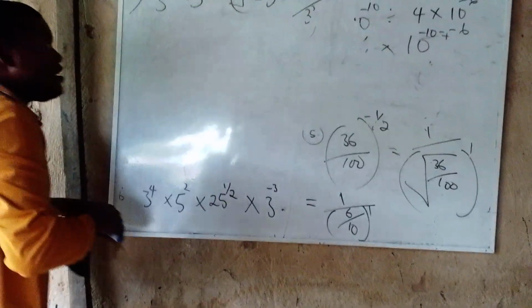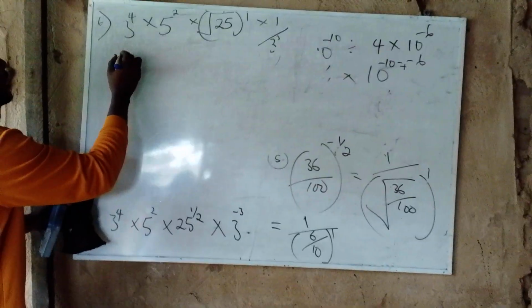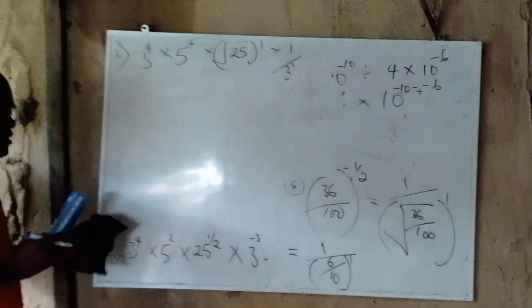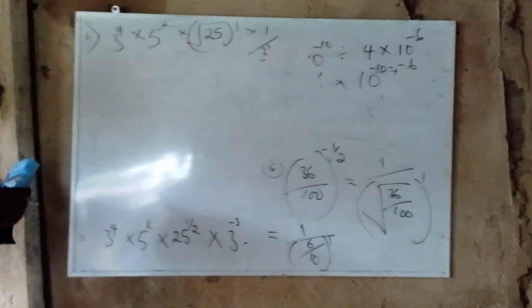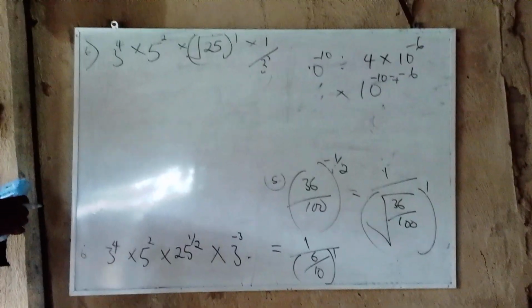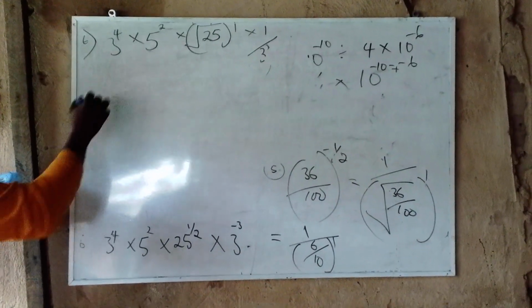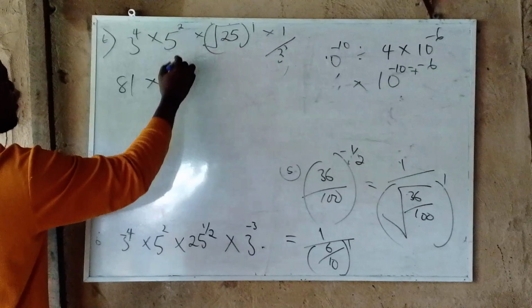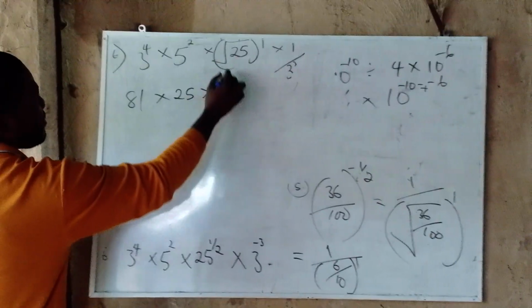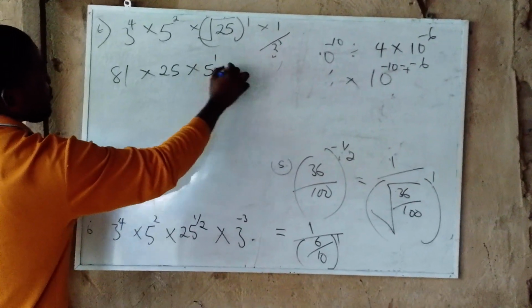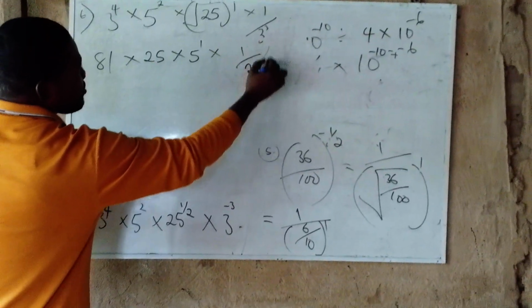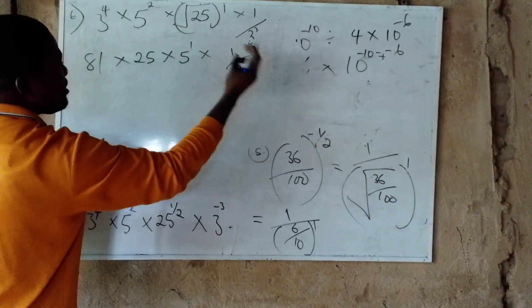So if I do this work, I will still get 3 raised to the power of 4, which means 3 times 3 times 3 times 3. 3 raised to the power of 4 will give me 81. 81 times 5 squared is 25, times square root of 25, which is 5 raised to the power of 1, times 1 over 27. 3 raised to the power of 3 is 27, that is 3 times 3 times 3.